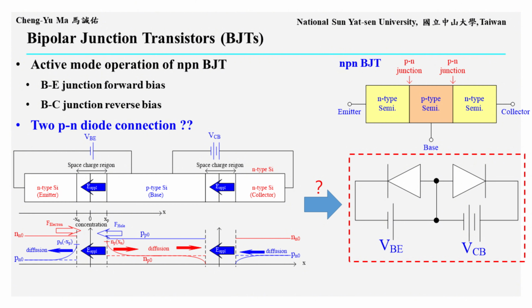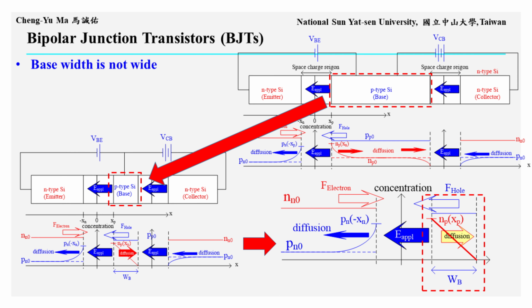However, from the circuit symbol on the right, if an NPN BJT were just two PN junction diodes connected back to back, there should be no conduction current because the one-way current directions of the two diodes are inconsistent. So where is the key difference? The key is the width of the base region. In a BJT, the base width, WB, is very narrow. This important condition makes the device behavior different from two reverse-connected diodes.